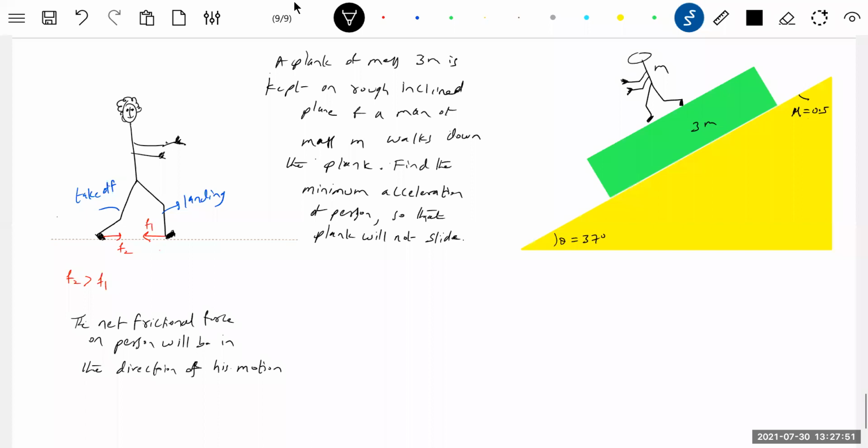Now you can ask one question, sir. You're not giving friction between the person and the plank. Coefficient of friction should be given. No, what is given? Only the coefficient of friction between the plank and the inclined plane is given. Should this be smooth or rough?